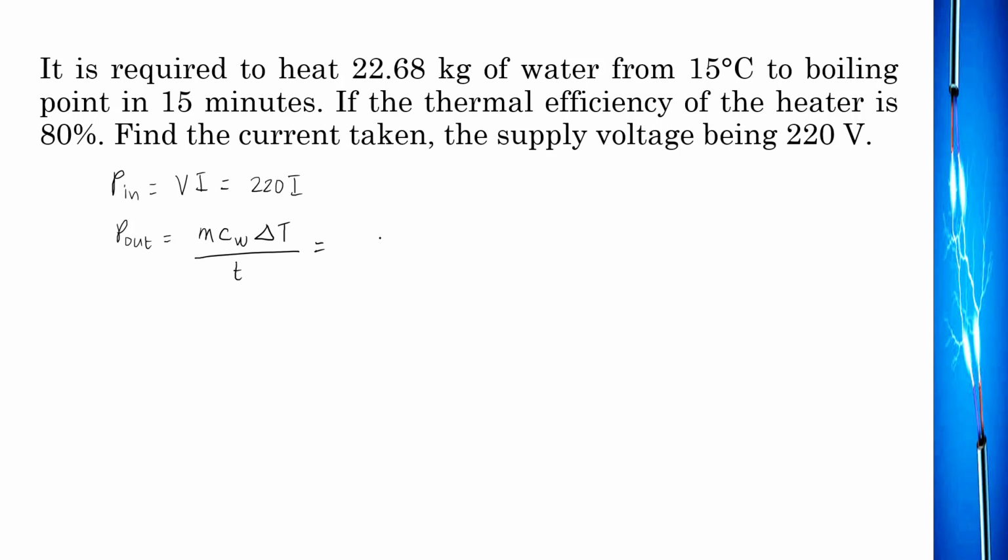Yung ating c_w ay mayroong katumbas yan. I think, kung hindi ako nagkakamali, that is 4.186 joules per gram degrees Celsius. Yan yung value ng c_w, di ba? Okay, ngayon, dapat yung ating mass na 22.68 kilograms, kailangan gawin natin siyang grams. So, gagawin natin siyang 22,680 grams. Tapos, yung specific heat ng water, ilagay mo yan.